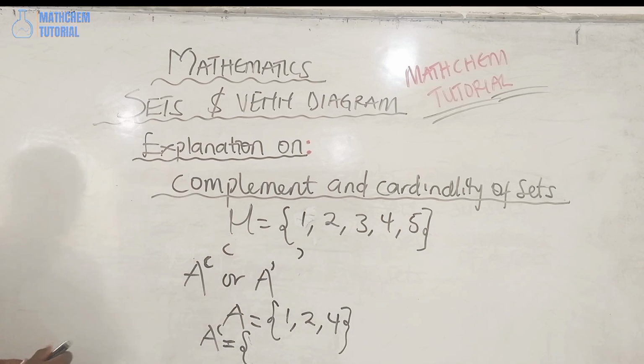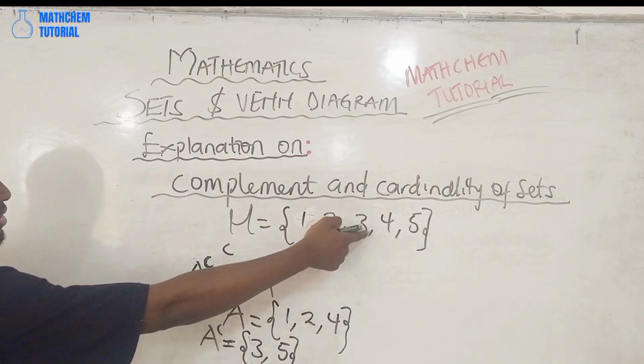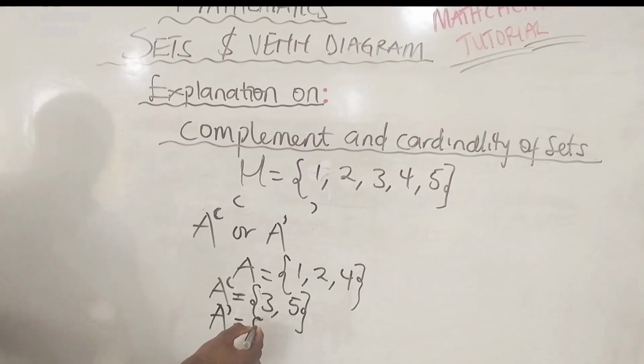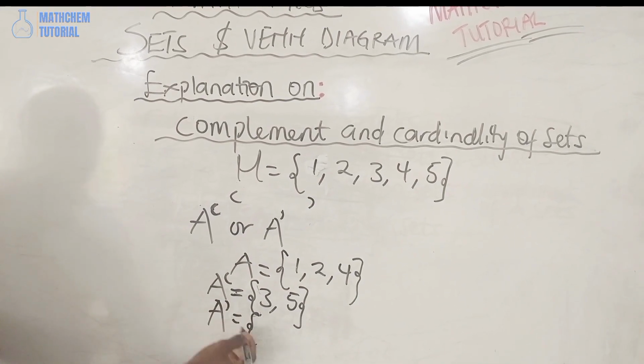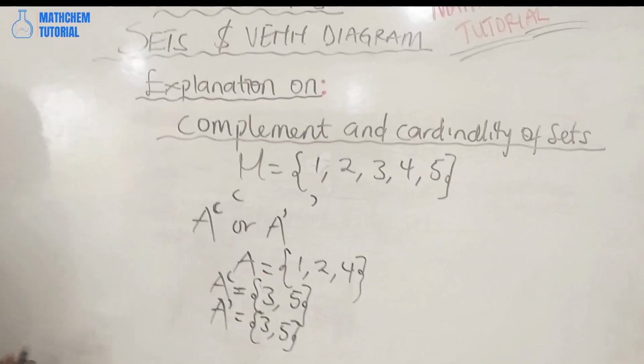That is A complement, and that is going to be 3 and 5. Because 1 is here, 2 is here, 4 is here, while 3 and 5 are not here. So A complement is going to be 3 and 5. You can also write it like this, A prime. A prime also means the same thing as complement, and the members of A complement will be 3 and 5. So that is complement. Now let's look at cardinality.